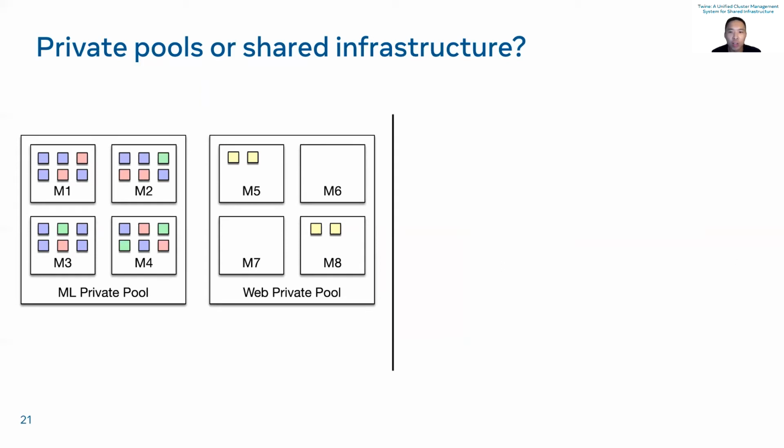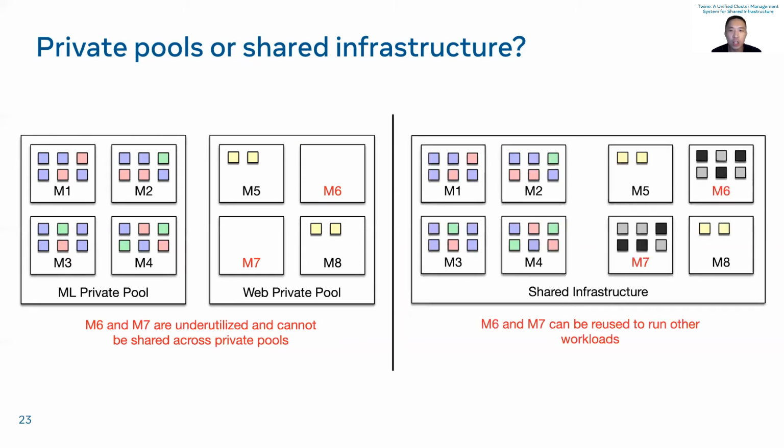However, a service owner may customize these machines to improve performance or other characteristics of their services, and this makes it difficult to reuse machines for other workloads. Here, even though machines 6 and 7 are available, they cannot be easily reused by other workloads because of the heavy customizations. In contrast, with shared infrastructure, any machine can run any workload, and we can reuse available machines 6 and 7 to run other workloads in the shared pool. Our goal is to operate ubiquitous shared infrastructure and consolidate as many workloads as we can into shared infrastructure to improve efficiency. This decision introduces several challenges.